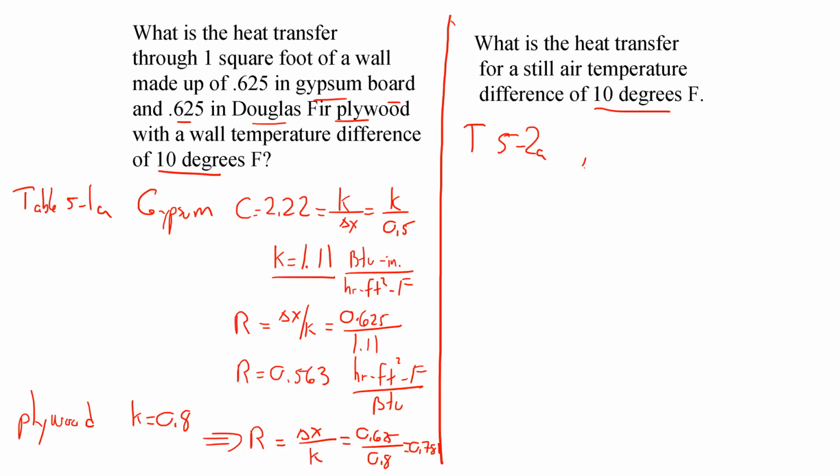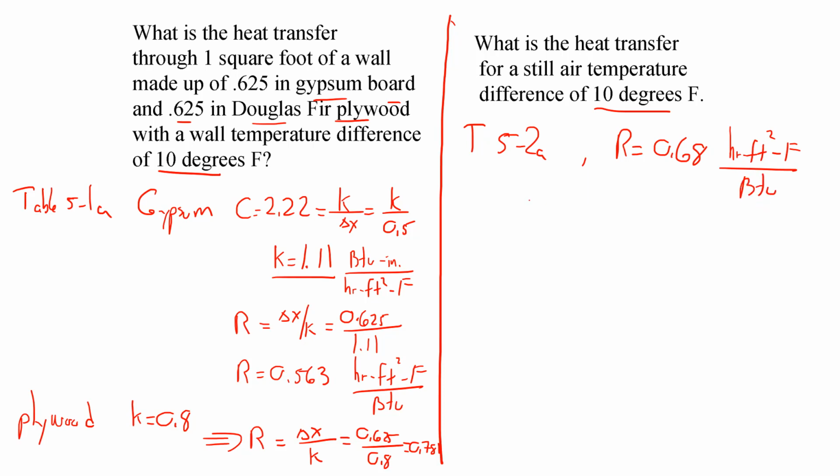This is on page 131. Assuming this to be a dark surface with an emittance of 0.9, you can get the resistance for a vertical wall, still air with horizontal heat flow. You'll find that the thermal resistance for convection on each side of the wall, if the air is still, is 0.68 hour foot squared Fahrenheit per BTU.